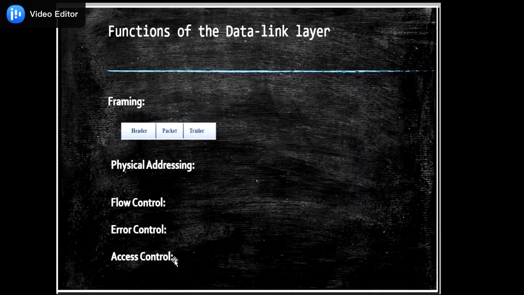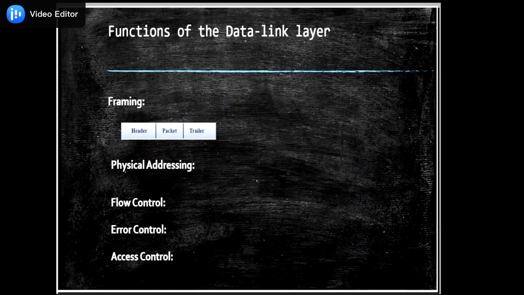Then access control. When two or more devices are connected to the same communication channel, the data link layer protocols are used to determine which device has control over the link at a given time. That is called access control by the data link layer.